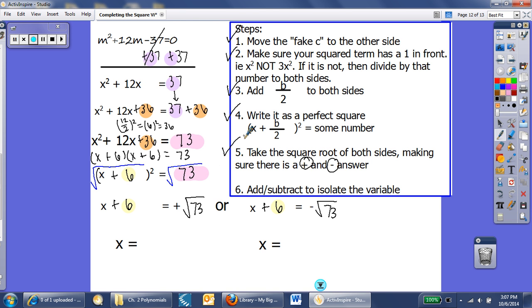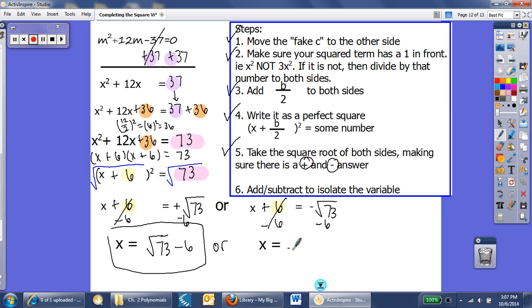Step 5 is done. Step 6 says add or subtract to isolate the variable. So I can subtract 6 on both sides. My final answer, x equals the square root of 73 minus 6. My second answer, so I'm subtracting 6 on both sides. x equals the negative square root of 73 minus 6. And this is my final answer. This answer, the positive version or the negative version.